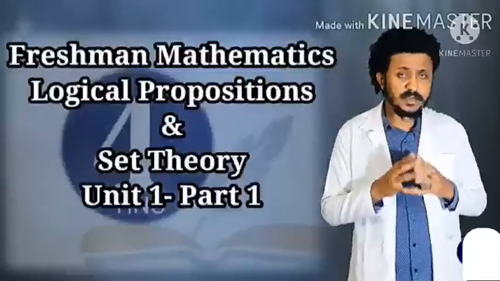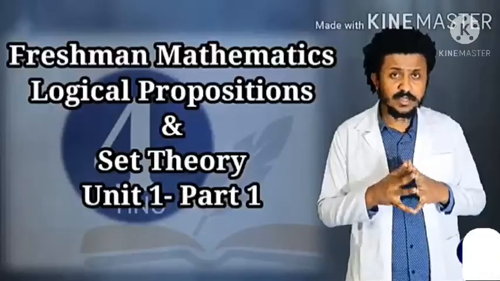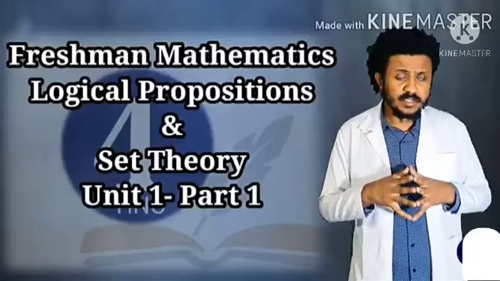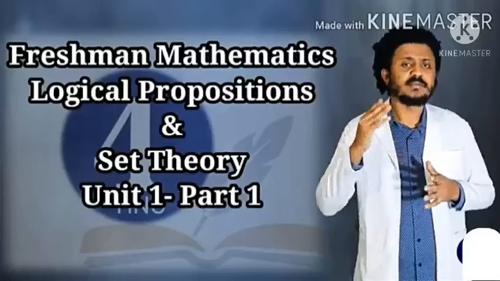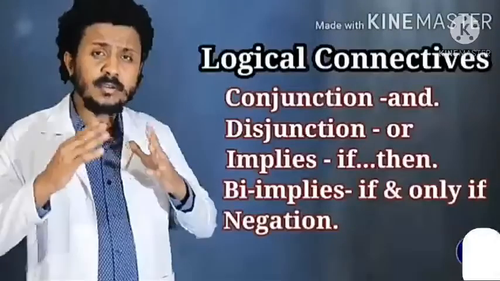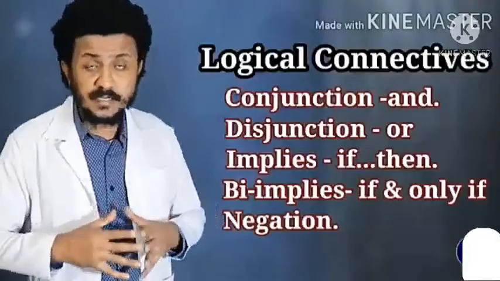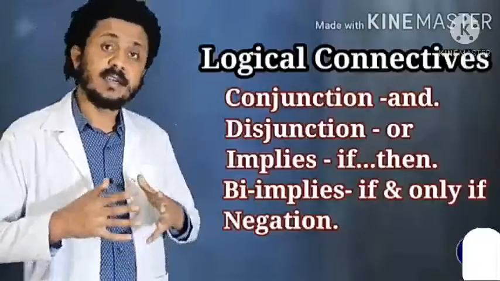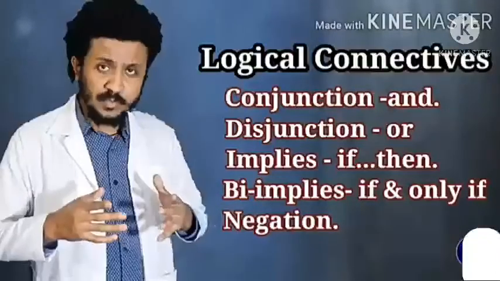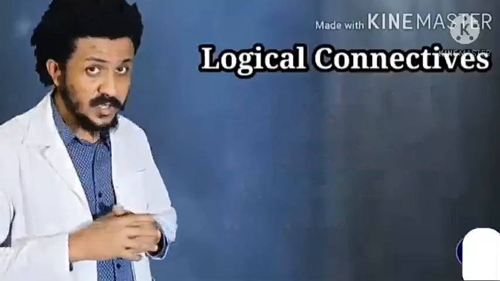This is from the freshman undergraduate course, freshman mathematics unit 1 part 1. Unit 1 is logical propositions and set theory. It is an interesting part, so stay with me, don't go anywhere. In order to introduce the content of today's tutorial, today we will mainly see the logical connectives: and, or, if-then, if and only if, and finally negation. I hope it will be helpful for you.